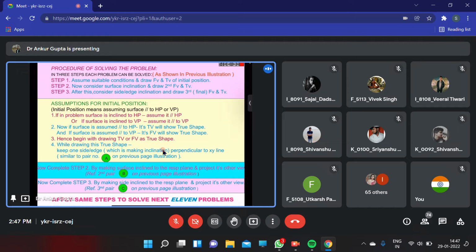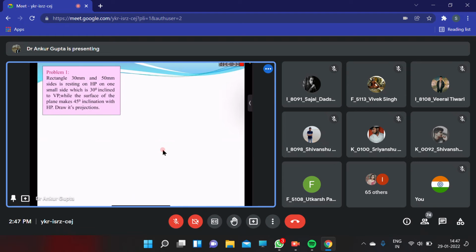So we will be having 3 steps. As of now, we had only 2 steps. In surface planes inclined to both the reference planes, we have 3 steps. Okay. Right?